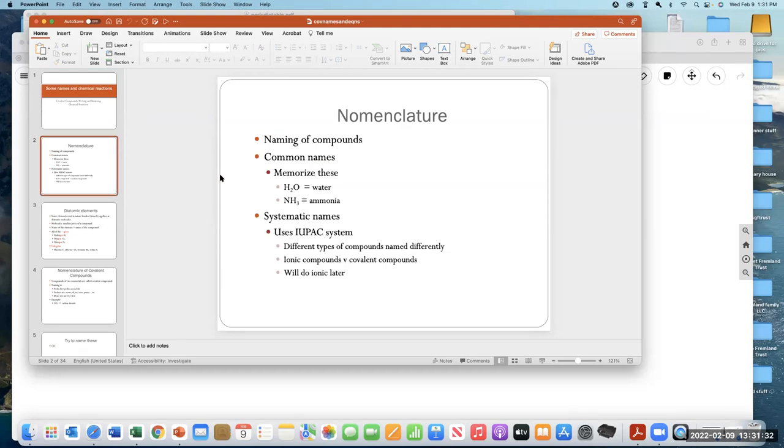What happened years and years ago is people would just name a compound because it was blue, or they'd name the compound because they found it here. And so there's a lot of common names. The names of the elements are common names. Why is it called sulfur? Because someone said, hey, we found this yellow rock. Let's call it sulfur. Why is it called sodium? Because someone called it that. So those are common names.